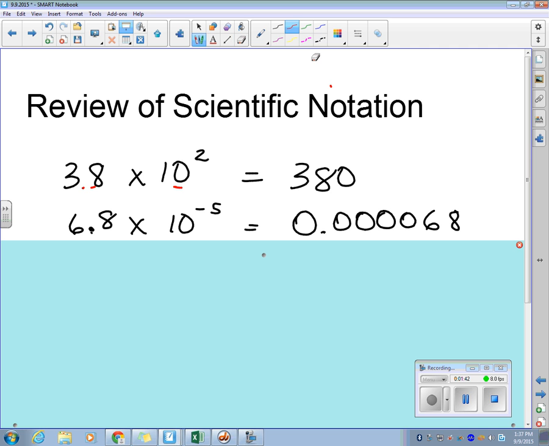And so as we do 6.8 times 10 to the negative fifth power, you see that we're going to move this decimal 5 times, but this time we're going to move this to the left. Okay? So the decimal started here, and we're going to move it 5 times to the left, so it lines up there. So this is the scientific notation for this very, very small number.